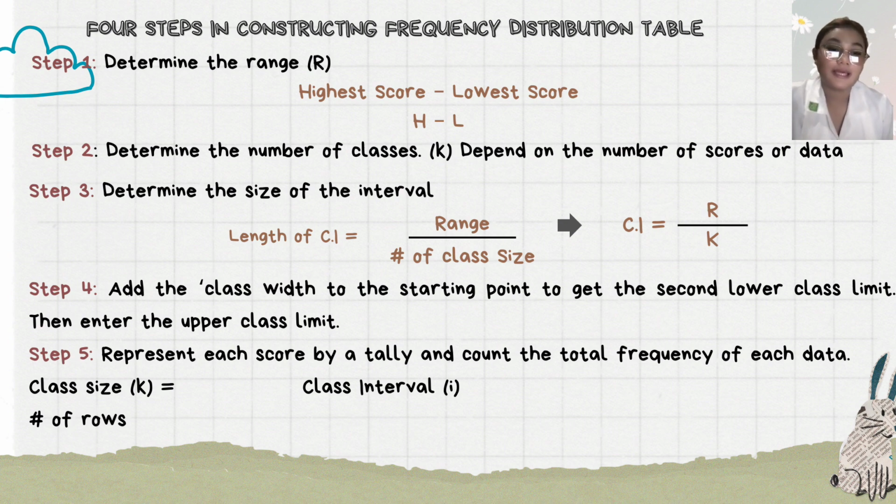So, ma-apply din natin. Then, step 5 is represent each score by tally and count the total frequency of each data. So, after nating matali, makakount natin the frequency of each data. Makukuha natin yung total of frequency. Okay.